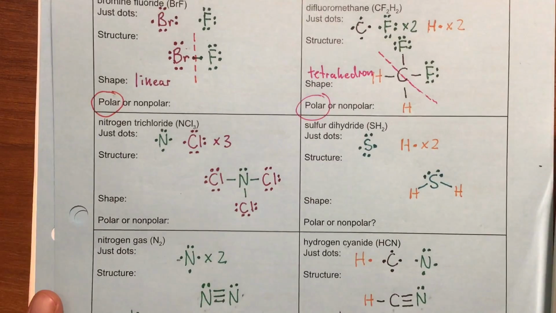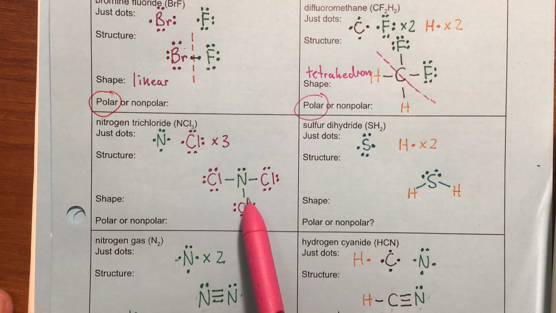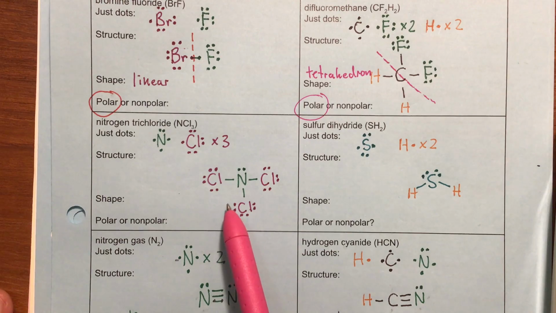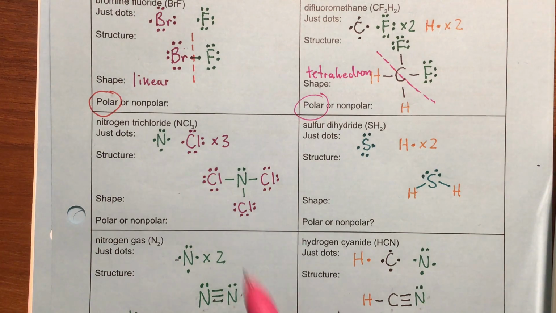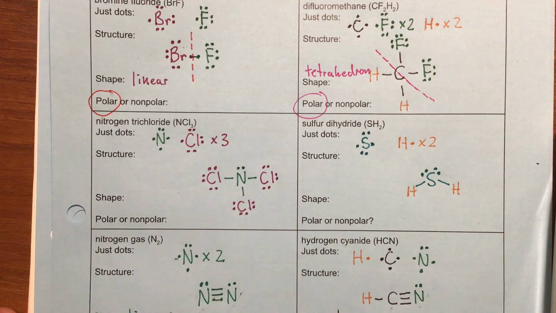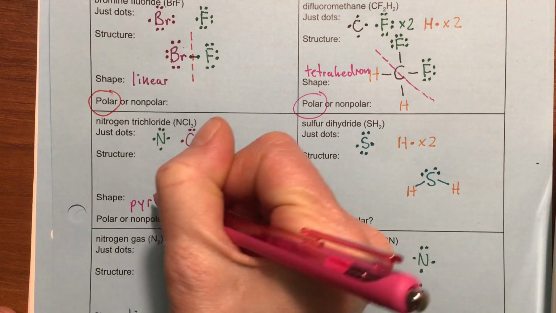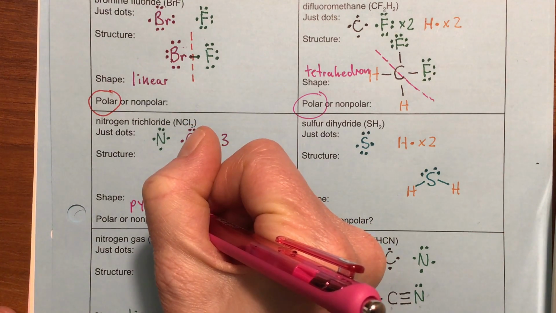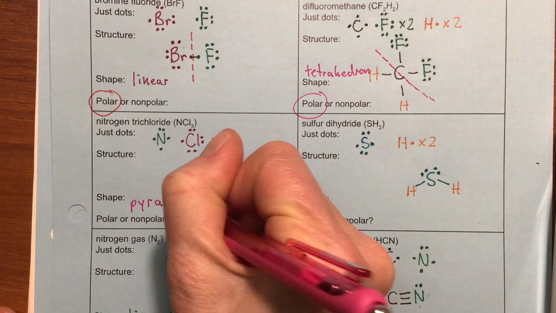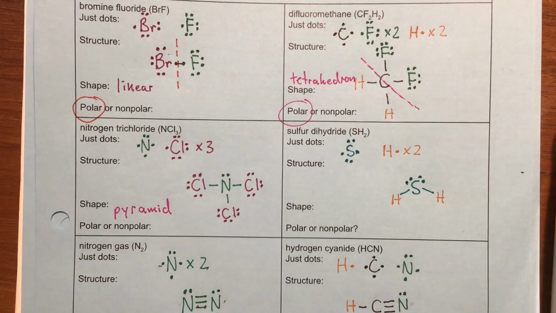All right, next one we're looking at, nitrogen trichloride. So my first question is, what shape is this molecule? Anytime we have a molecule with a lone pair on top and 3 groups, it's going to be a shape called a pyramid. Okay, 4 groups was a tetrahedron. 3 groups is a pyramid. Okay, so I have a pyramid. It's kind of like a tripod.